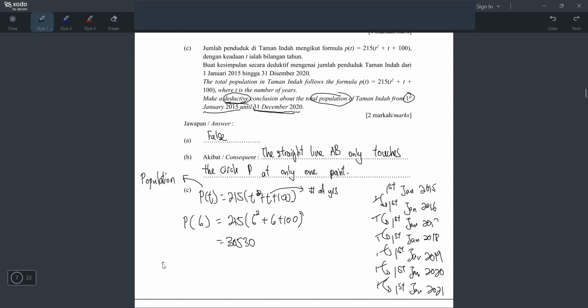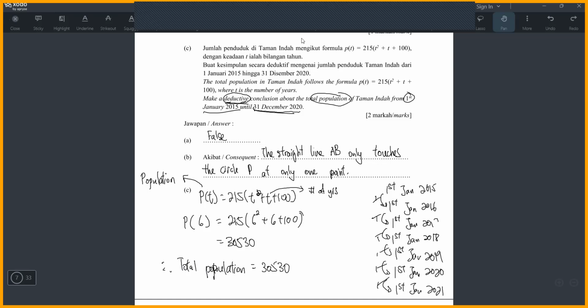All right. So you can write what? Total population. Okay, how do you spell population? So total population, ataupun if you want to write in bahasa Melayu, jumlah penduduk dalam Taman Indah adalah 30530. Alright, like that. Okay, so that is the answer. Okay, let me check with the answer. 30530. Betul ke saya buat? Ya, betul. Okay, so itu jawapan dia. Okay, let's continue.